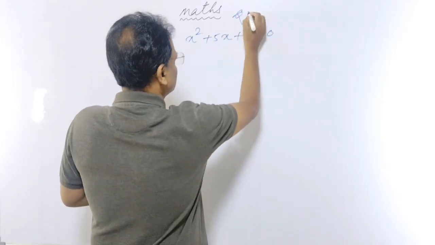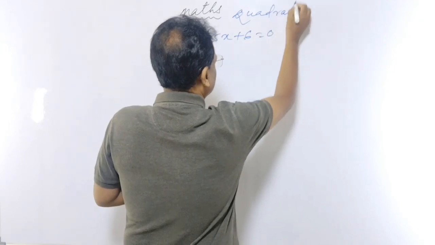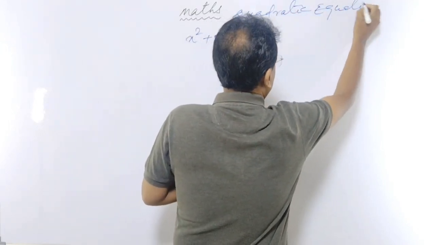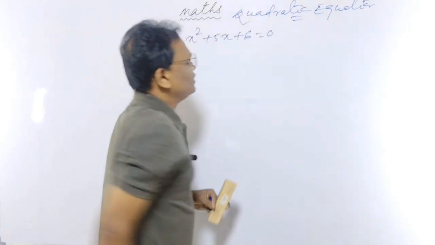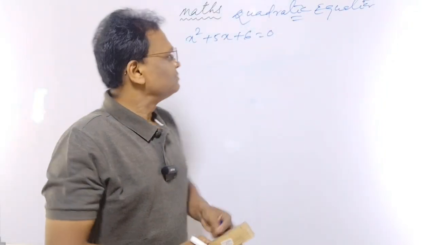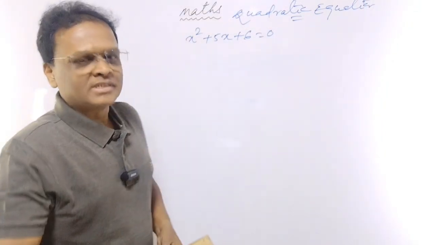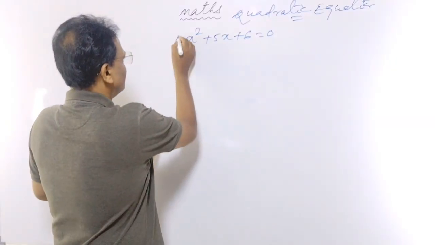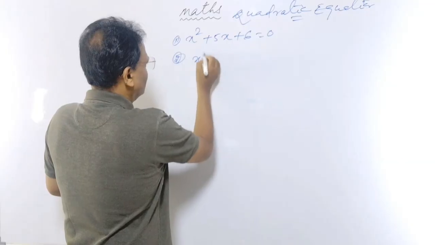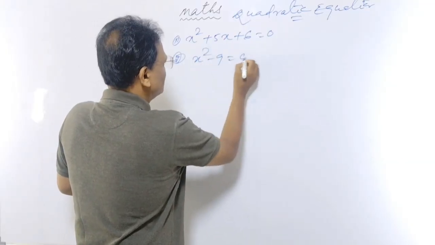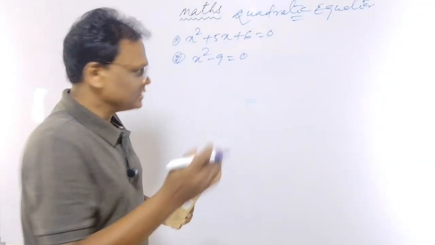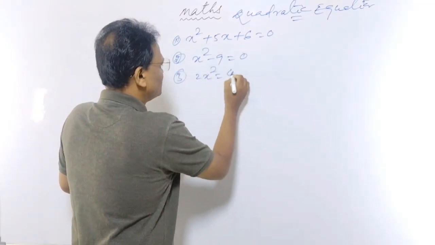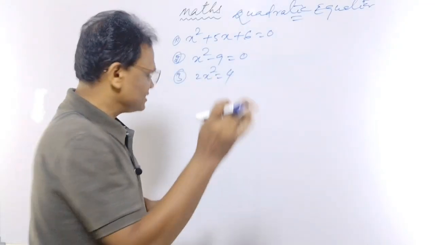So what is today's chapter? It's the quadratic equation. So now we are going to discuss the quadratic equation. X square plus 5x plus 6 is equal to 0. Is it a quadratic equation? Yes. X square minus 9 is equal to 0. Is it a quadratic equation? Yes. 2x square is equal to 4. Is it a quadratic equation? Yes.